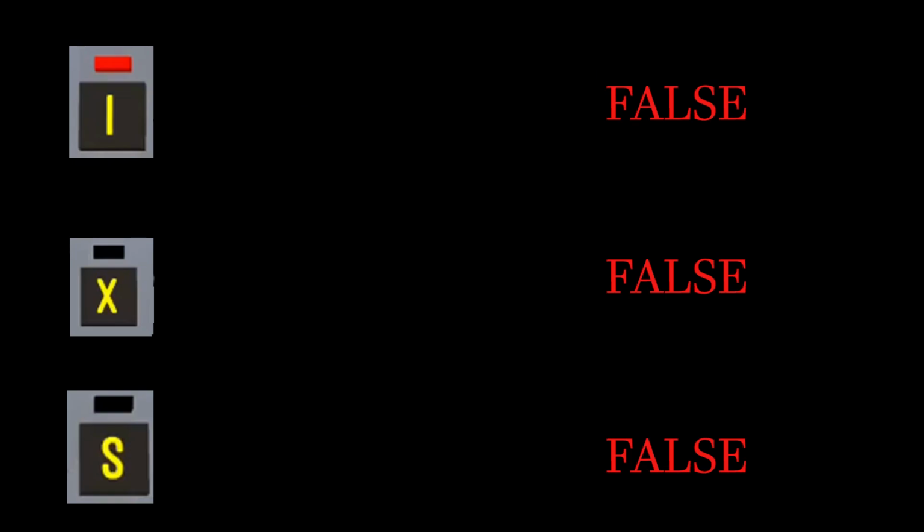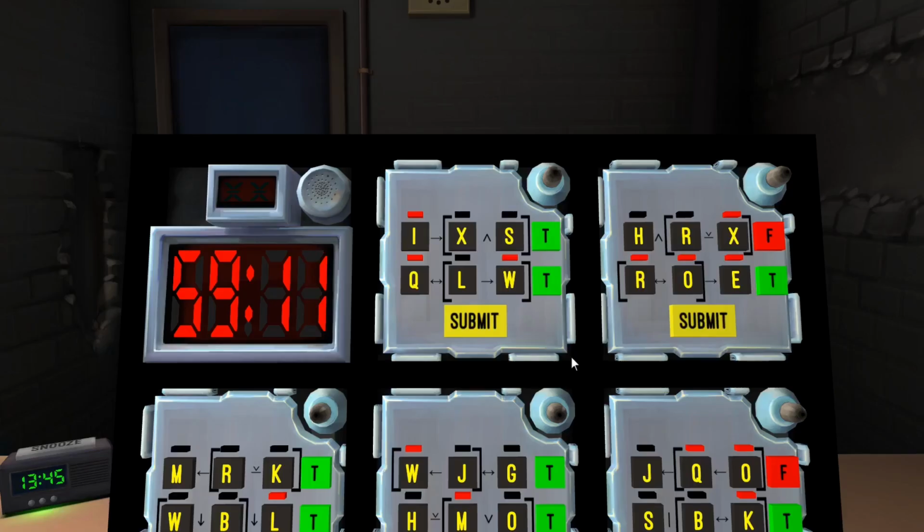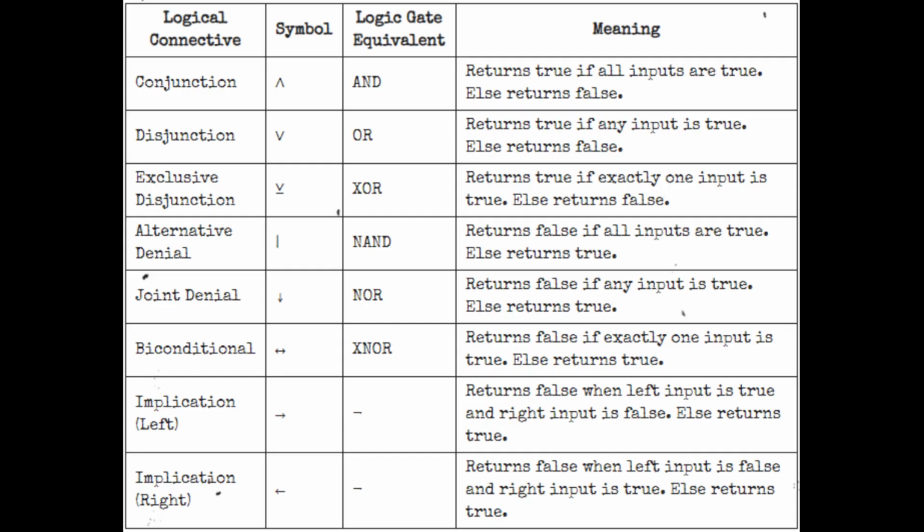But what about the red dash? That is supposed to represent a not statement. Which means the letter it's above is the opposite expression. So instead of I being false it's now true. Now that we have identified the expressions for each letter, we need to put them together. That's where the symbols come in. Each one represents a logic gate.